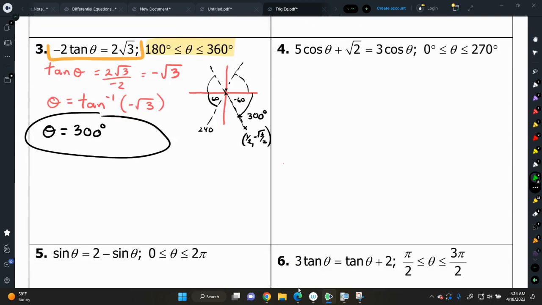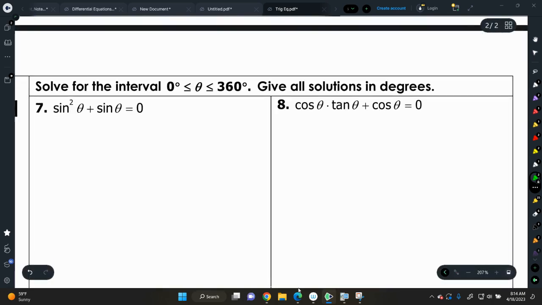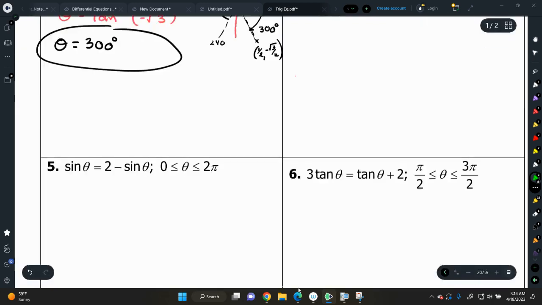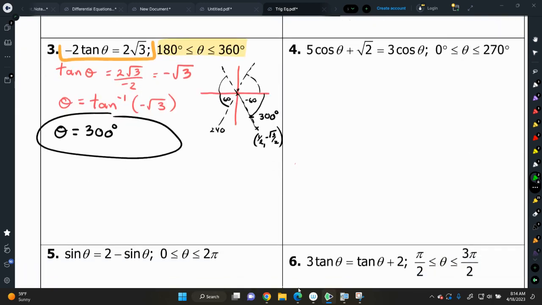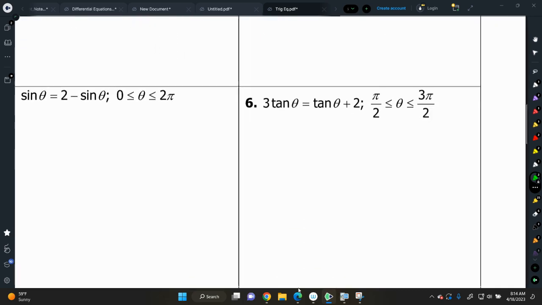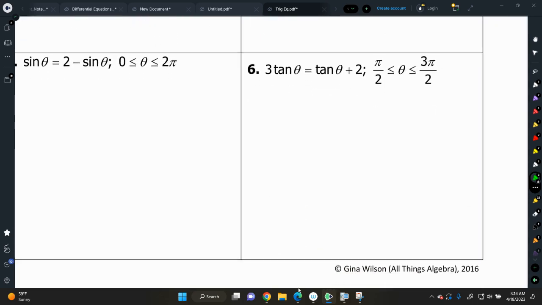Yeah, but it could possibly happen in the second section, which we have not done yet. Okay. Let's jump down to number 6, because this one has a weird domain and it's in radians. Okay, so what should we do here to solve?